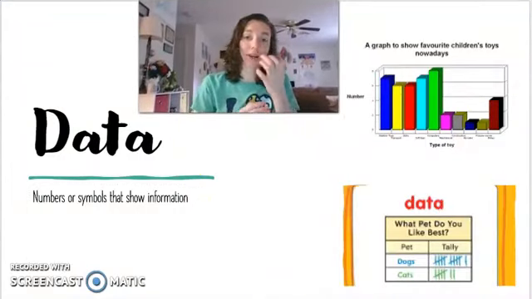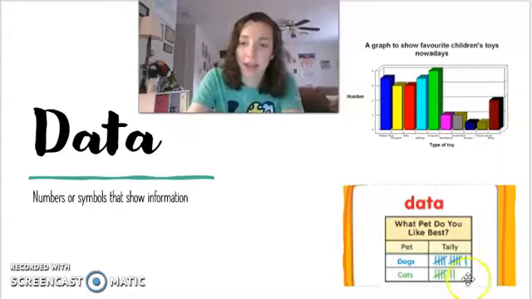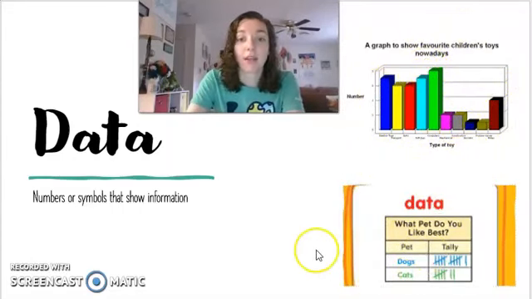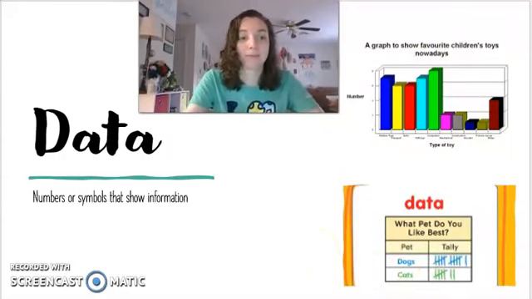So the first vocabulary word is data. So data is numbers or symbols that show information. So anything we collected, whether it was in a survey or a tally chart or a bar graph, that information or numbers that are shown is the data. That's what you collected and that's what you use to answer questions. You answer questions about the data.